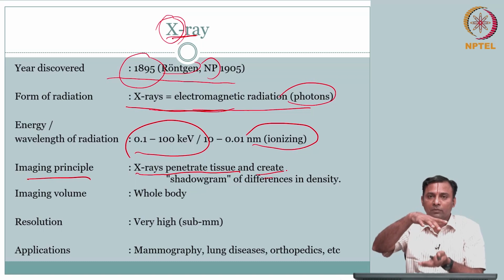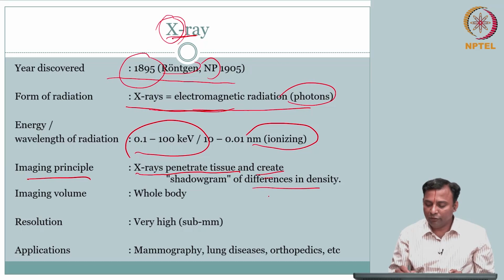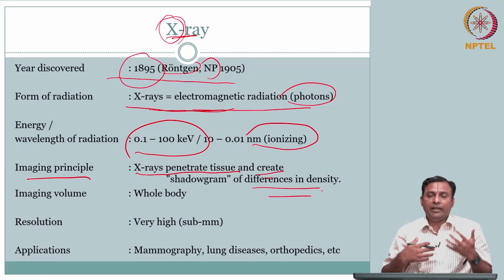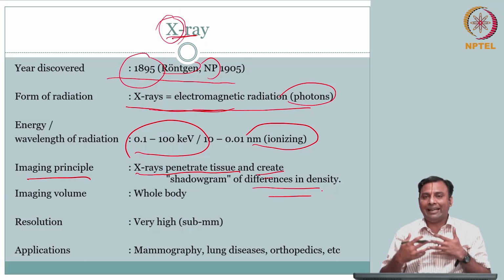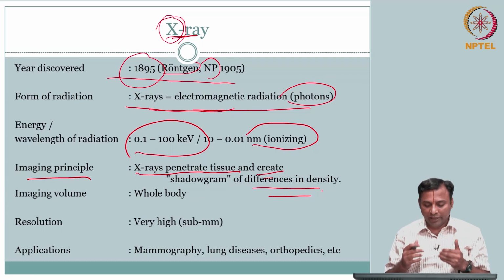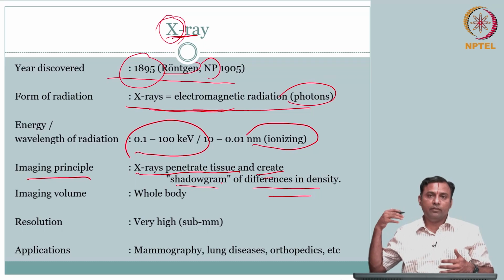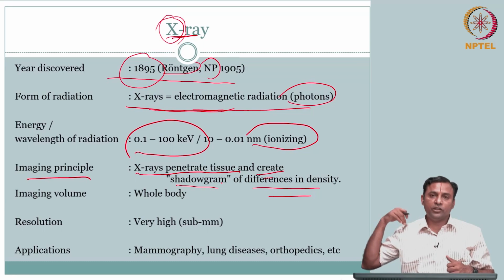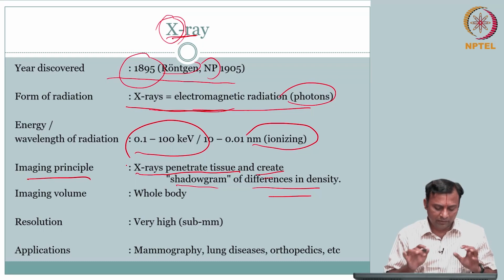So the shadow will come behind the object. It is the same concept, right? But now it depends on differences in density. So the density of the material and its properties, how it interacts with photons having X-ray energy, determines what pattern of loss you are going to see. That is the basic principle. We'll dwell on this and come back to it.